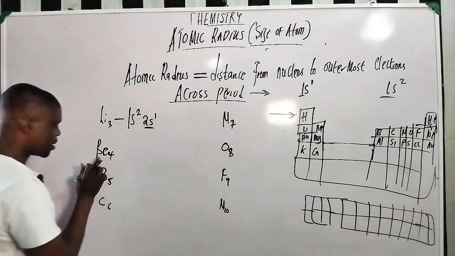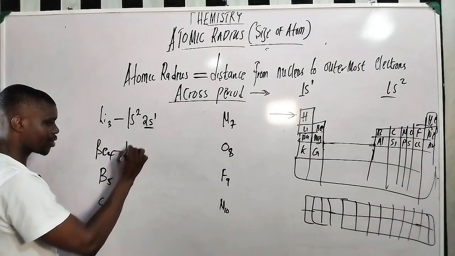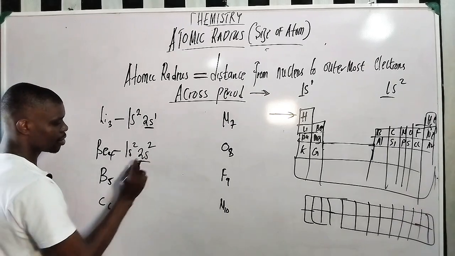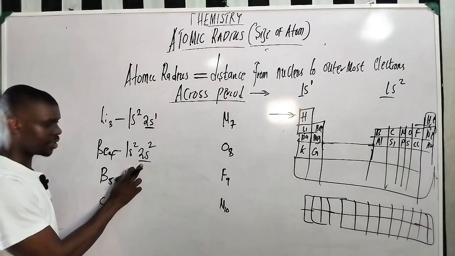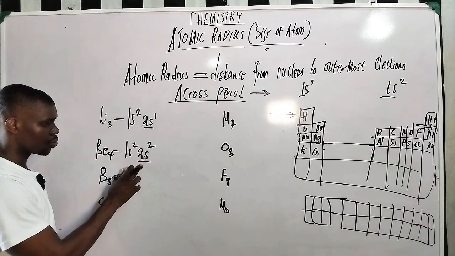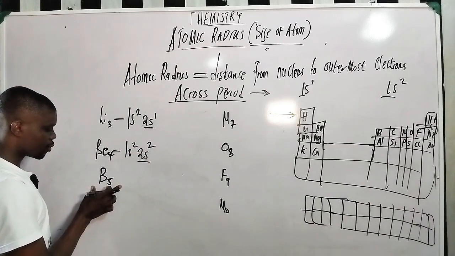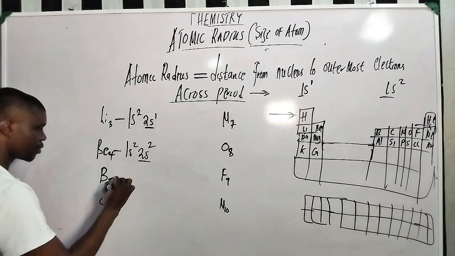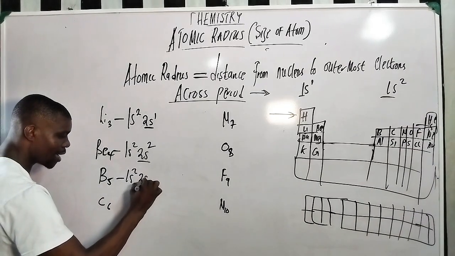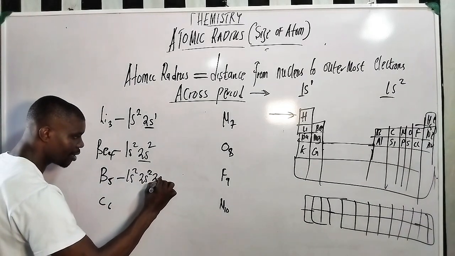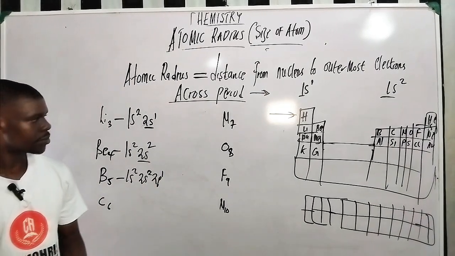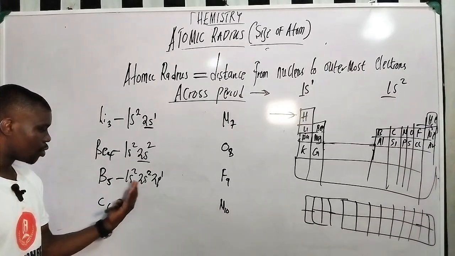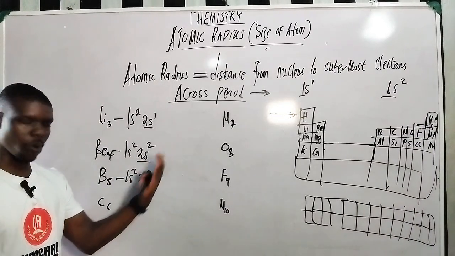Now look at this one here. Here we have 1s2, 2s2. We also have this energy level here, right? 2s2. So let's look at boron. Boron is 5. Here we have 5. So here we have 1s2, 2s2, 2p1. For those of you who know how to write the electronic configuration, 1s2, 2s2, 2p1.